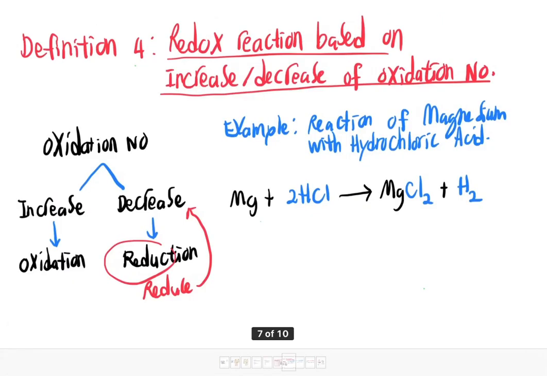Now that we have learned all 5 rules to assign the oxidation number of an atom in a compound, we can learn the 4th definition of redox reaction, which is based on the increase or decrease of oxidation number. When the oxidation number of an atom increases, the atom in a compound undergoes oxidation.